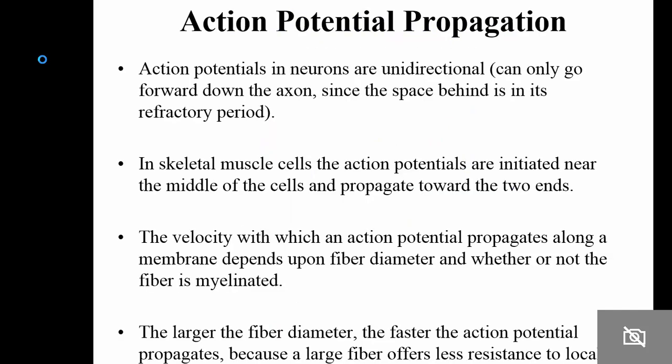All right, so this goes through some action potential propagations. Some housekeeping stuff. In a skeletal muscle, the action potentials are initiated near the middle of the cell and they propagate out, right? Because a muscle cell is a cylinder. A muscle cell looks like a vein or an artery, except it's filled in, right? And an action potential for a muscle cell starts there and propagates out.